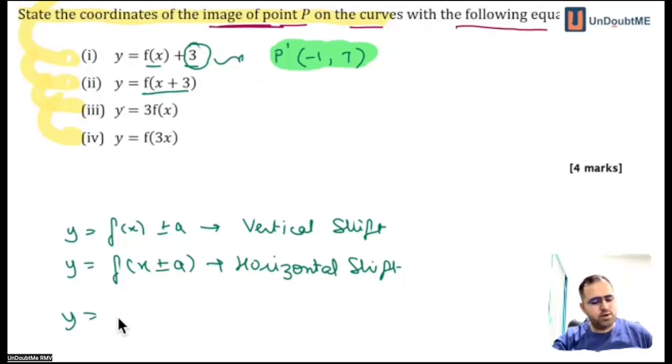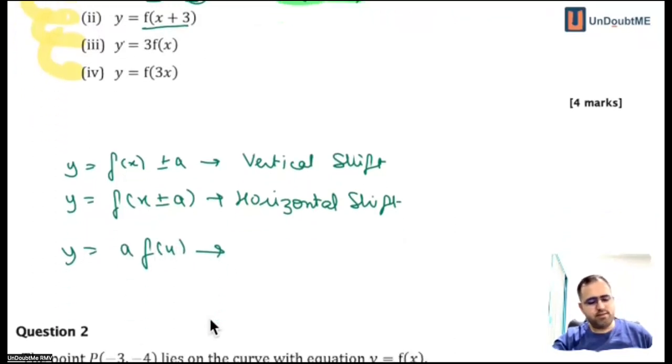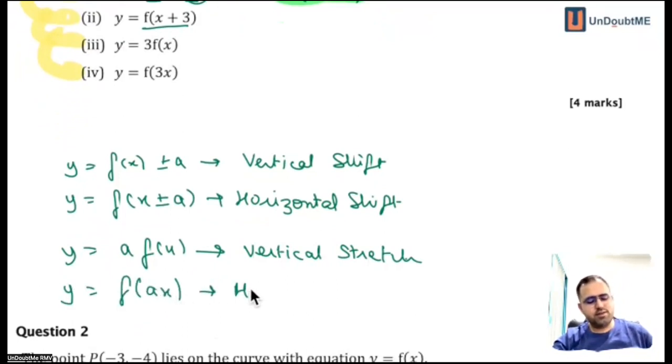y = a f(x) is a vertical stretch, and y = f(ax) is a horizontal stretch. Stretch involves both compression and what we can call extension or elongation. Stretch means both types, expansion and compression. So this is a horizontal stretch and the above one was a vertical stretch.